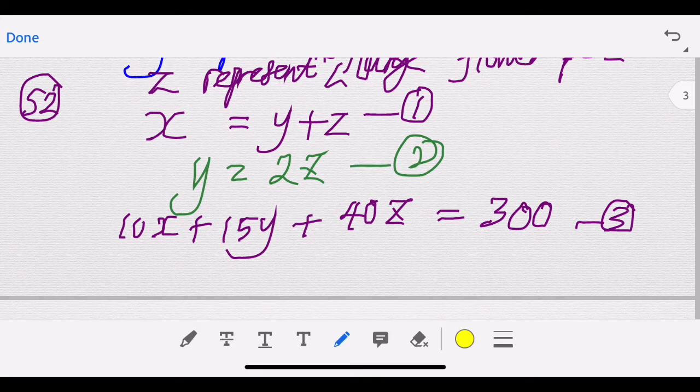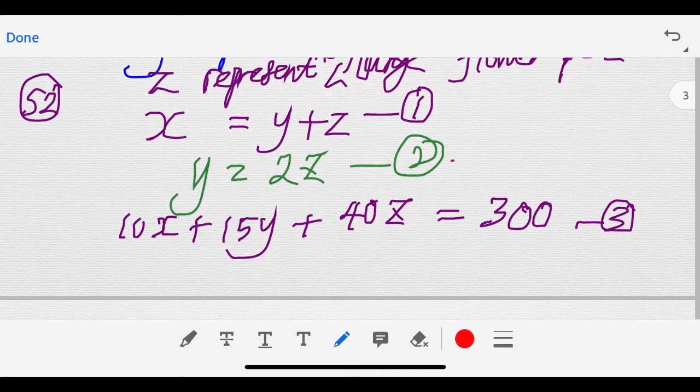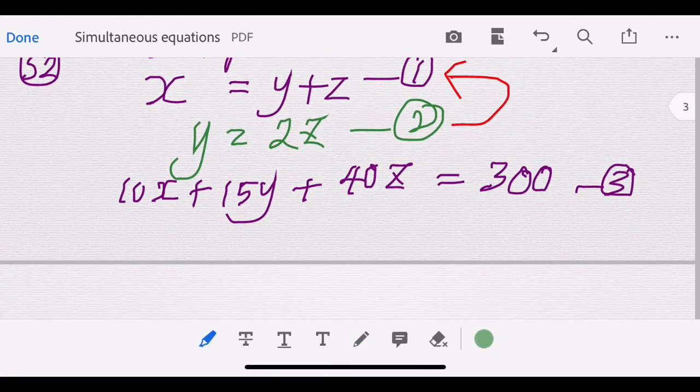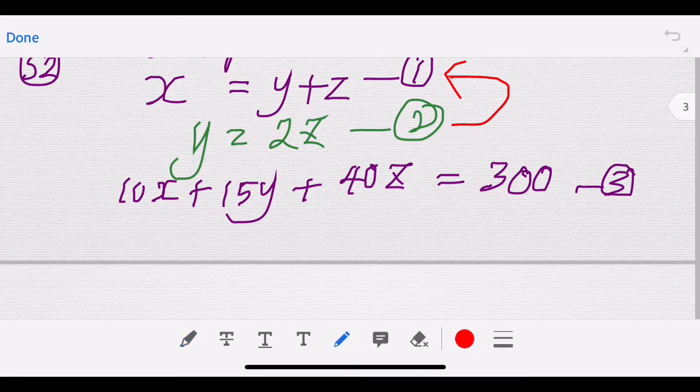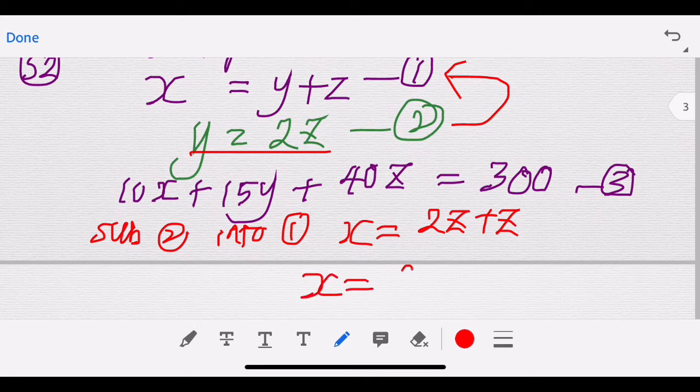I'm going to convert everything to do with two unknowns. So I will substitute 2 into 1. That means I will convert to x and z. So I substitute 2 into 1. I will get x equal to, when I see y, I will substitute 2z plus z. So finally I will get another equation, x is equal to 3z, which is equation number 4.